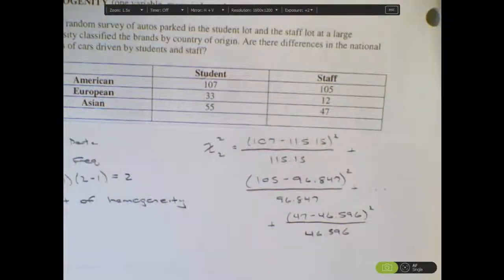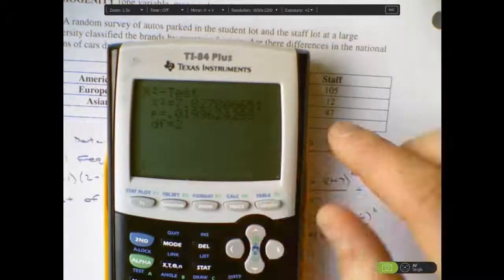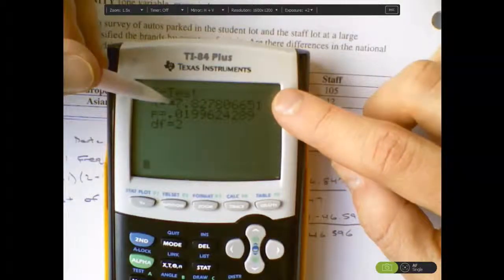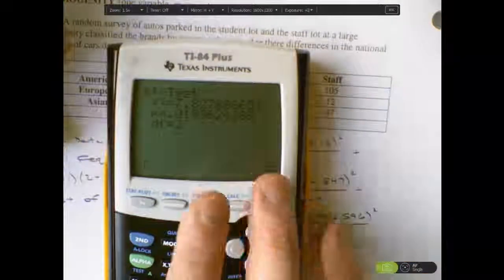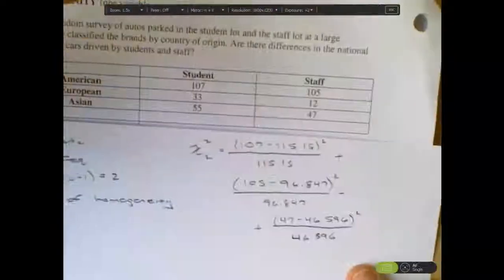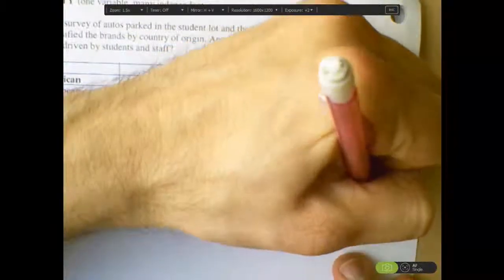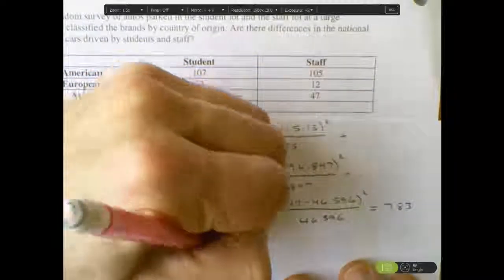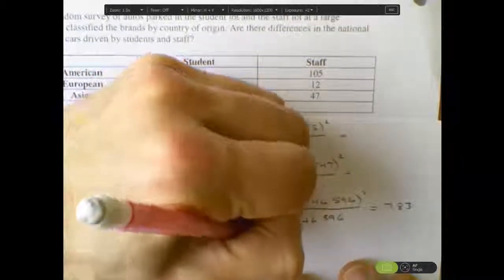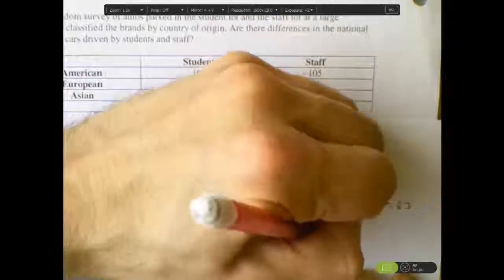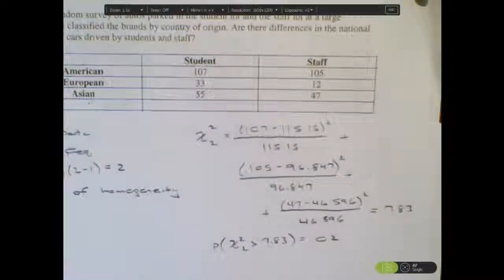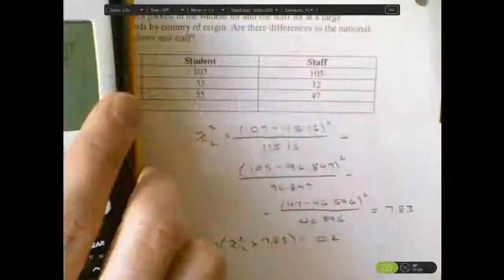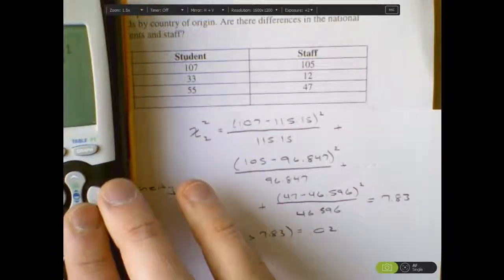Okay, when you sum those up, we already have the sum of that. That's going to be your 7.83, giving you a p-value of 0.02 essentially. So this sum is 7.83, and your probability that chi-squared sub 2 is greater than 7.83 is essentially about 2%. Because the p-value is low, you'd reject the null. Again, when you're rejecting the null, you're looking at the biggest discrepancy between the observed and the expected and talking about that in a third sentence.